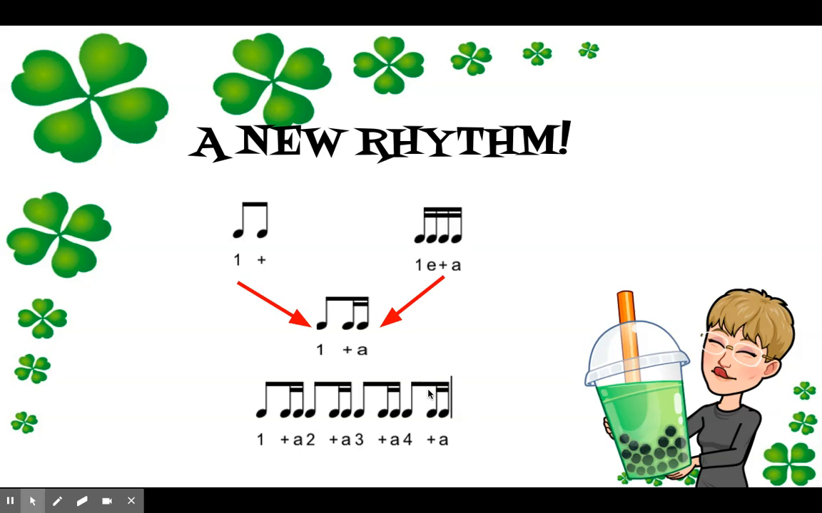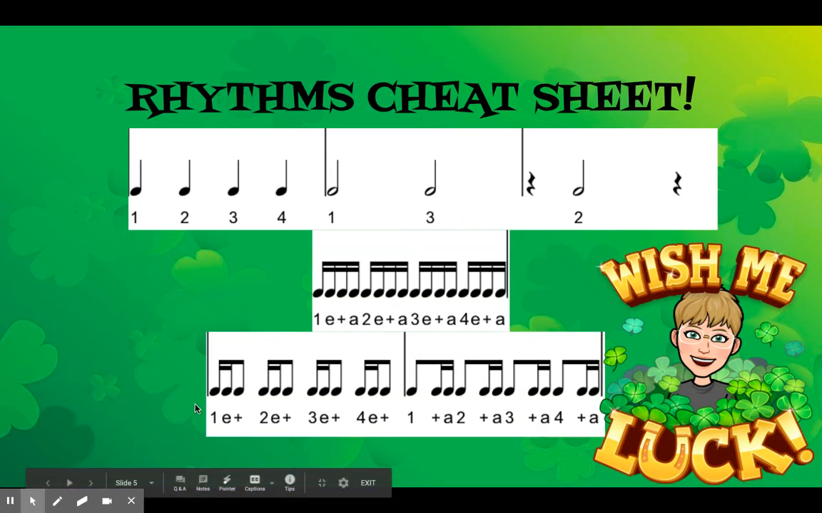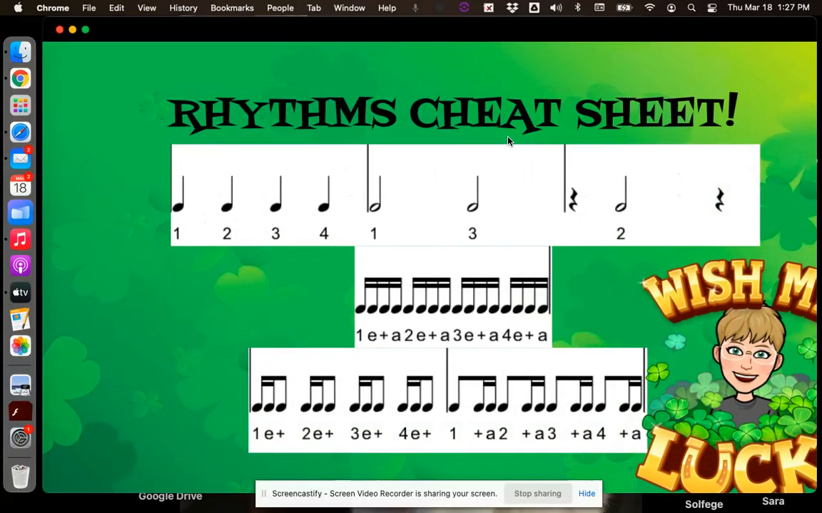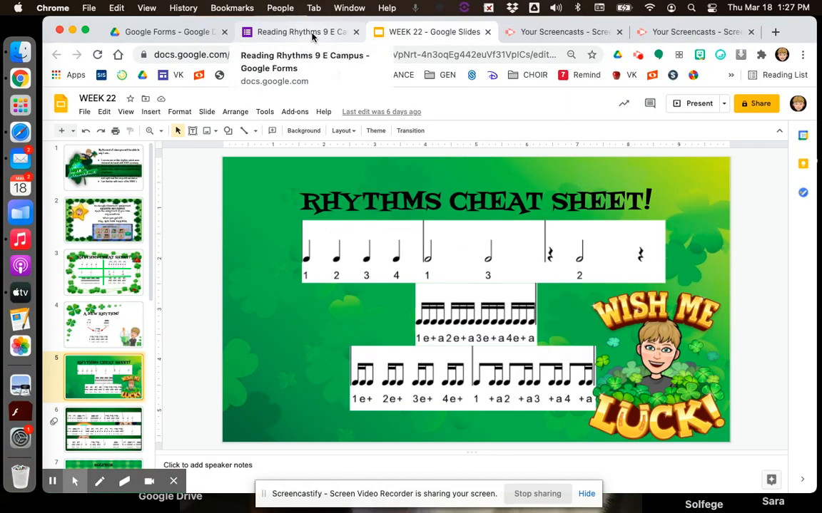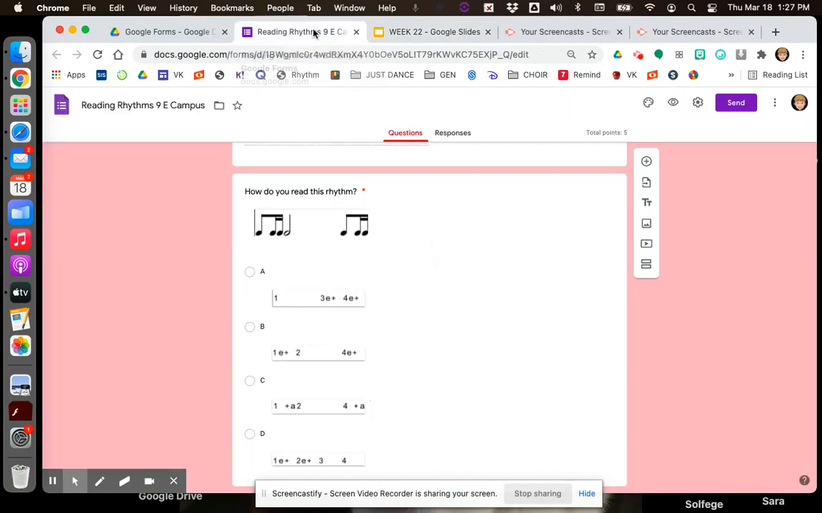Now, where it gets tricky is when you see them side by side. Let's take a look. So here I have my 1 and, 2 and, 3 and, 4 and, my 1 and a 2 and a 3 and a 4 and a. That's going to be the most challenging part of this week's assignment. And I'm going to include this cheat sheet in your assignment so that you can look back at it to help you. So let's take a look at an assignment that involves those rhythms.